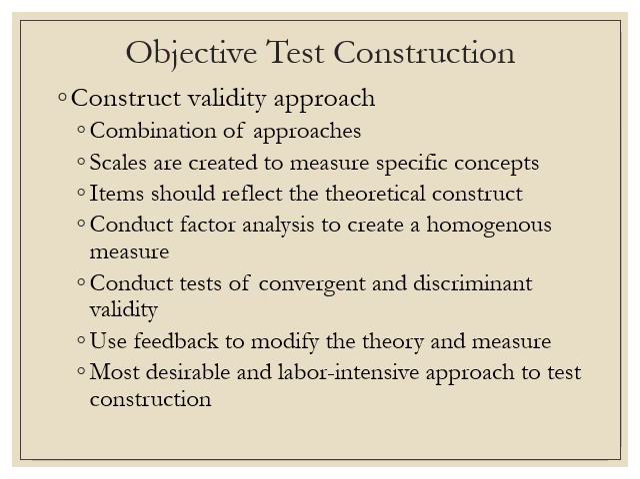Finally, there's the construct validity approach, which is a combination of all these approaches. Scales are created to measure specific concepts that should reflect a theoretical construct, and then a factor analysis is done on this. So it's theory-based, but also using the factor analysis, which is very empirical. Conducting tests of convergent and discriminant validity is a necessary part of construct validity, and then you use feedback. There's a feedback loop where you're creating this test and then modifying based on the outcome of the psychometric tests that you're completing, modifying the theory, modifying the measure.